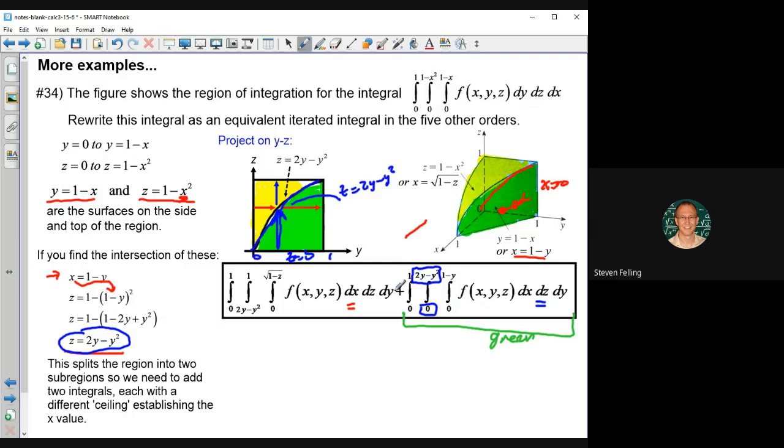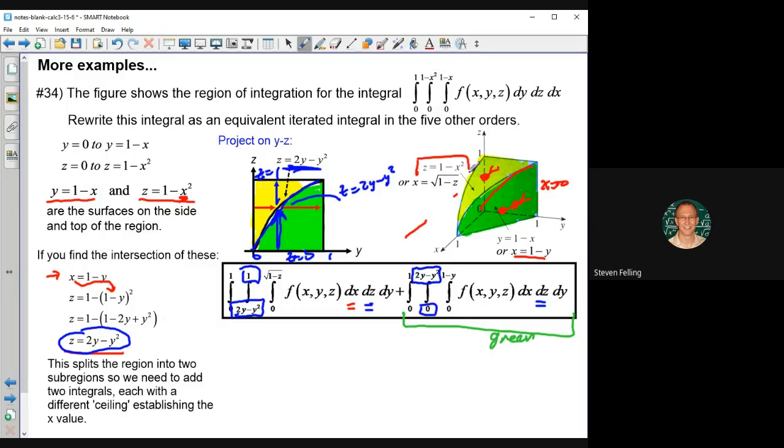Then we would have to add that to the portion where we are topping out on the yellow. So for the yellow, if we wanted to do z first for the outer two integrals, we would be starting at this curve, 2y minus y squared, and then ending when we got to z equals 1. And then covering the other direction from 0 to 1. And then finally the inside would be the yellow surface. So we would have a person standing over here, jumping up and hitting their head here.